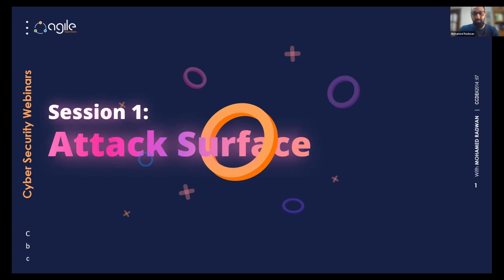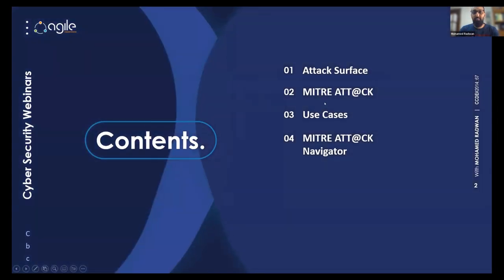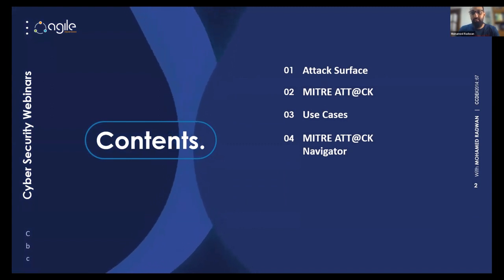So without further ado, let me go through the agenda of the session today. We'll cover 4 items. We'll talk about the attack surface. Then we'll spend some time discussing the MITRE ATT&CK framework. We have one use case, which we will try to discuss with you. And finally, we'll show you a very interesting tool, which is the MITRE ATT&CK Navigator. So that's in a nutshell what will happen today. The session will be around 1 hour. We'll spend 50 minutes covering these 4 topics, and then we'll allow 10 minutes for your questions and answers.